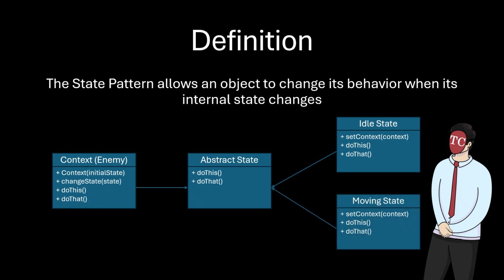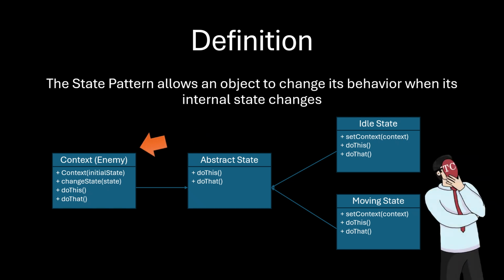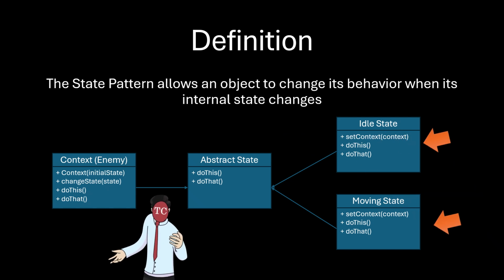In UML terms, there are four main parts: the context or the main object, for example, the enemy; the state interface that defines behavior; the concrete states like the idle, chase, and attack state; and finally, state transitions. The context holds a reference to the current state, and all behavior is forwarded to that state object.